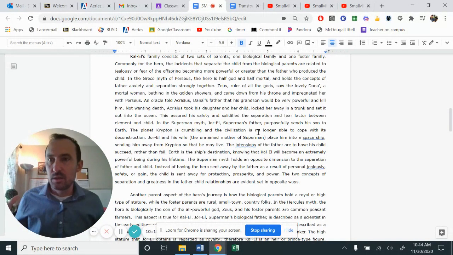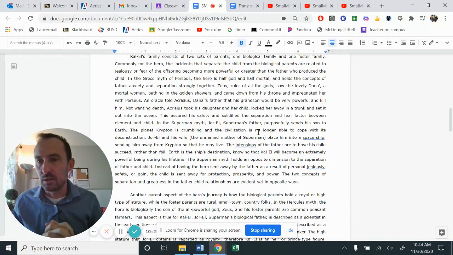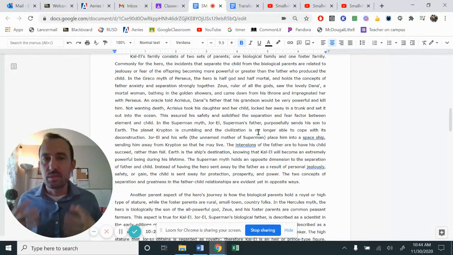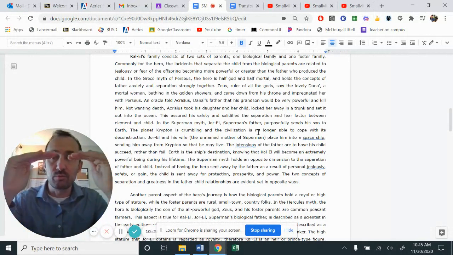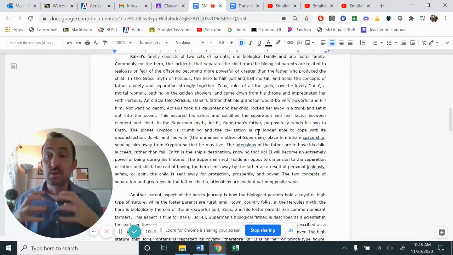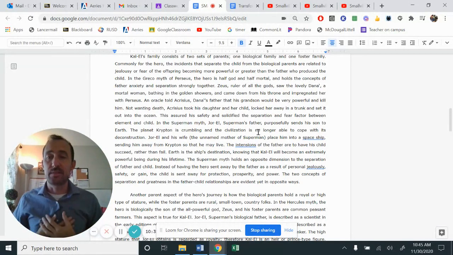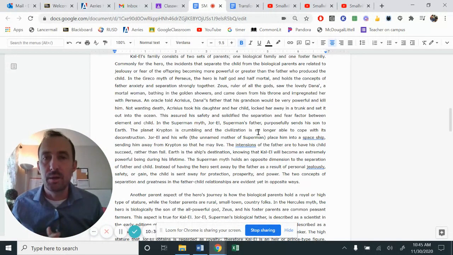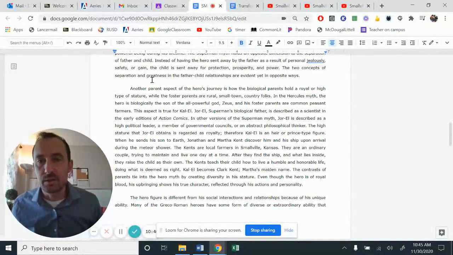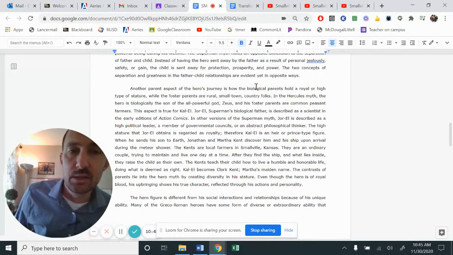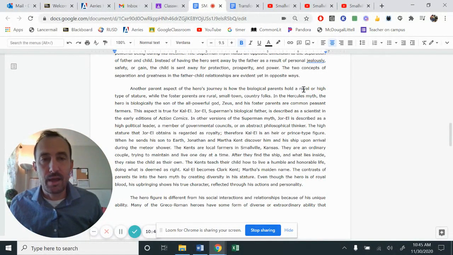Thor, his father is the king of Asgard. Anytime there's a hero, there's some sort of royal family, which means they embody this royalness, almost like a prince type figure. And yet, what you see here as another part of the parent aspect is the hero's journey. Even though they have royal or high stature, foster parents are rural, small town country folks.